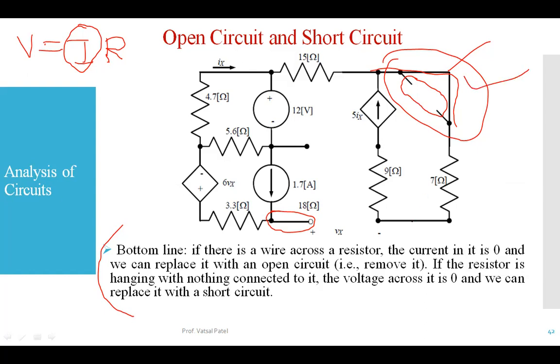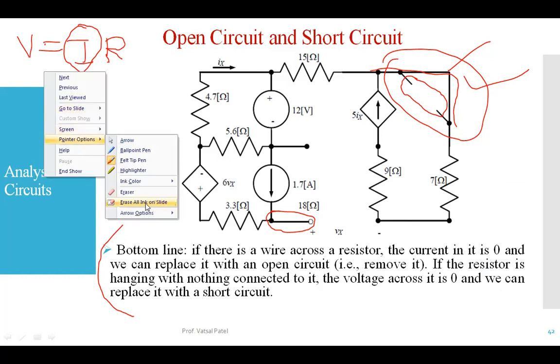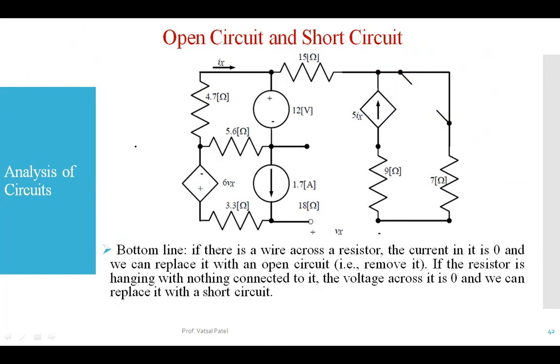And if the resistance is hanging with nothing to connect it, that means the voltage across it is equal to zero, and we can replace it with the short circuit. Do you understand up to here? This is our open circuit and short circuit case for the particular diagram, and this can happen in practical conditions also. So shall we go ahead now?